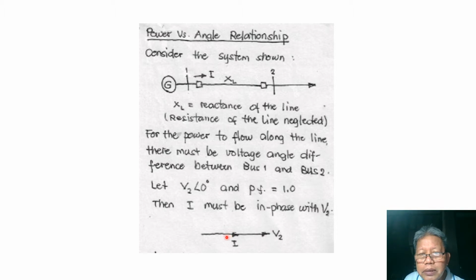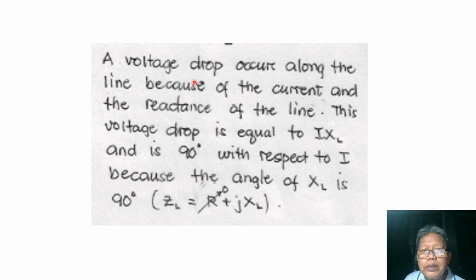Then the current must be in phase with the voltage. So if we assume the power factor of the load here to be equal to unity, then this current that is supplied by the generator will be in phase with the voltage V2. So if our reference voltage is V2, then our I would be in phase, or it has a direction similar to V2.